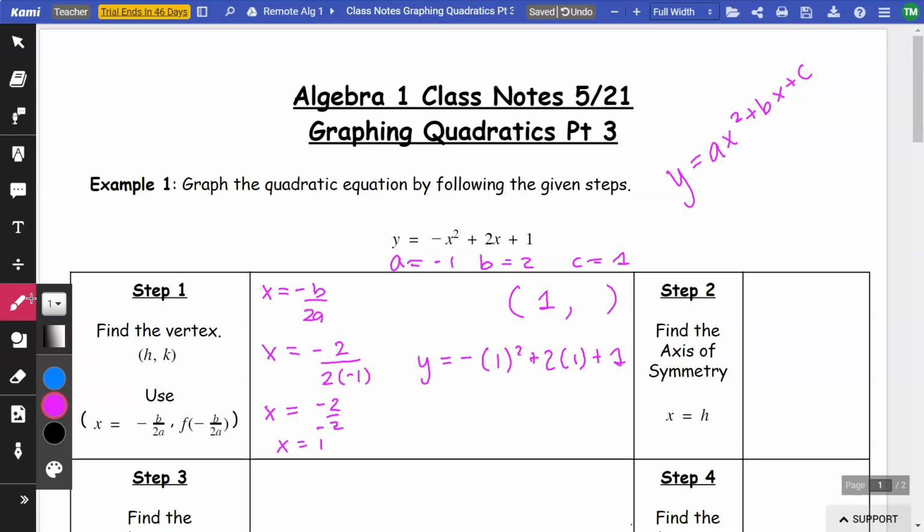I just took 1 and plugged it back in for x into the original equation. y is equal to negative 1 plus 2 plus 1, so y is equal to 2. My vertex should be at 1, 2. The axis of symmetry is just x equals whatever the x value of my vertex was, so x equals 1.